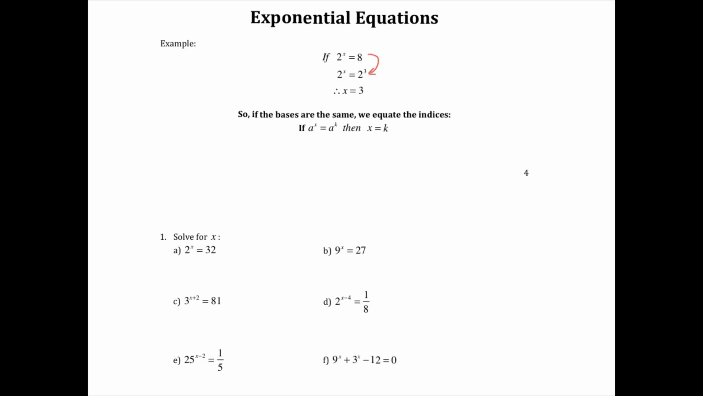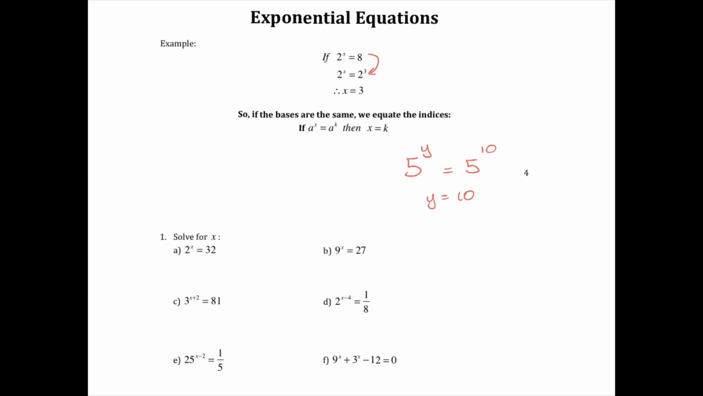Beautiful. So the point of that is, if we have the same base on either side of an equation, we can equate the indices. So if a to the x equals a to some other number k, then it must be true that x equals k. It just has to be. For instance, if I've got 5 to the y equals 5 to the 10, what does that mean?